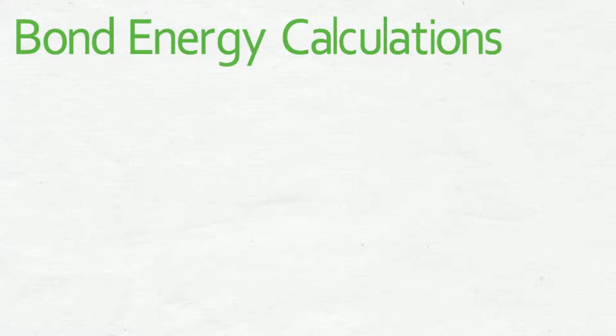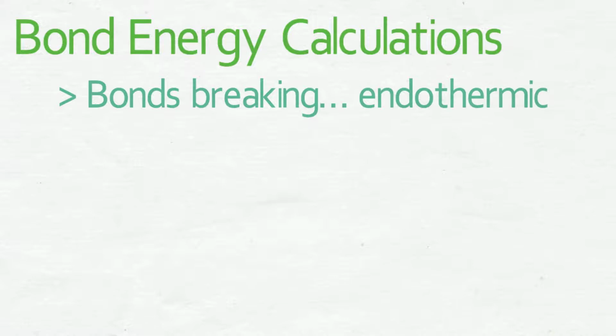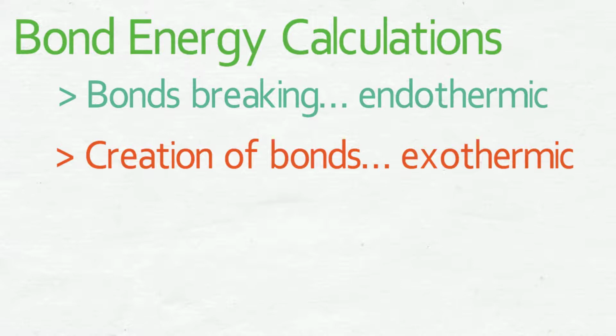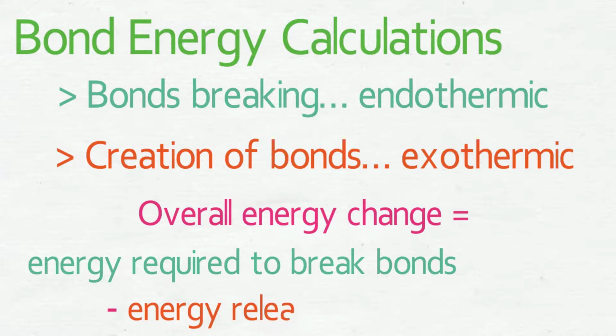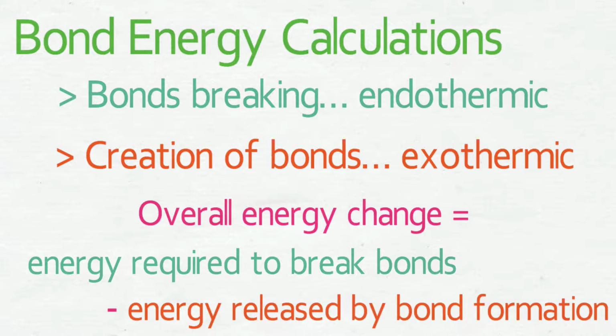endothermic. When a reaction takes place, the bonds in the reactants are broken and new bonds are created to form the products. The process of bonds breaking is endothermic. This means that energy is needed in order to break the bonds of the reactants, and this is known as the activation energy. The creation of new bonds in the products leads to energy being released. Bond creation is exothermic. We can work out the overall energy change by using the following equation. Overall energy change equals energy required to break the bonds minus energy released from bond formation. In order for bonds to be broken, energy needs to be taken in, and this is why it appears as a positive value. When bonds are created, energy is released, and this is why it appears as a negative value.